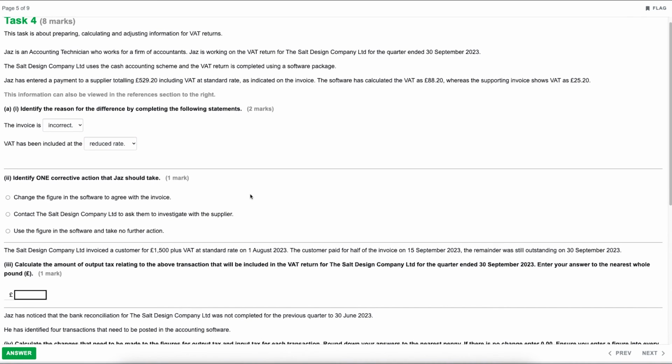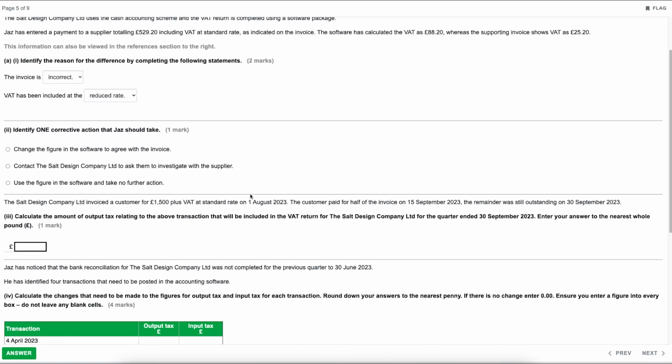Moving down to part 2 then. So identify one corrective action that Jazz should take for 1 mark. So we've got 3 options. They can either change the figure in the software to agree with the invoice. They can contact the Salt Design Company Limited to ask them to investigate with the supplier, or they can use the figure in the software and take no further action. So there's usually one obvious answer that we can eliminate, and it's certainly going to be in this one, use the figure in the software and take no further action.